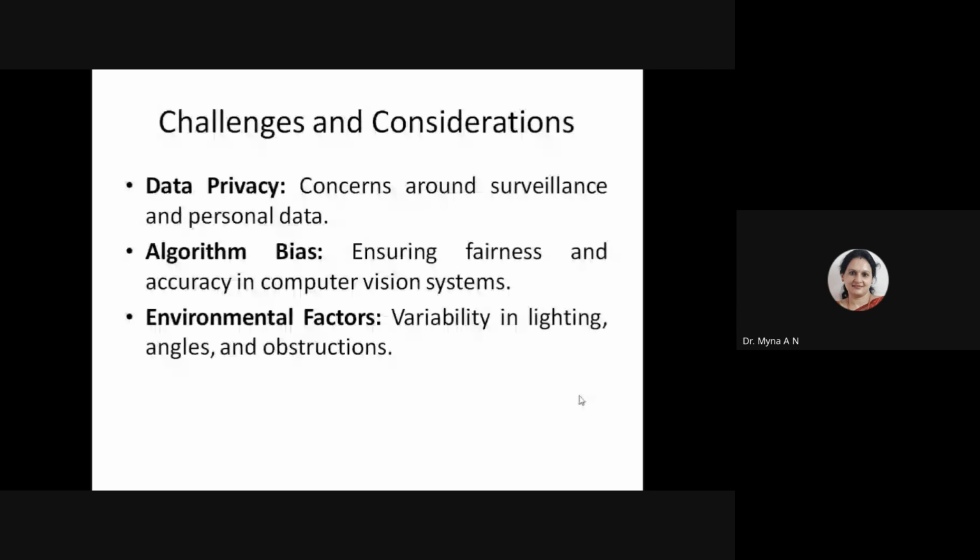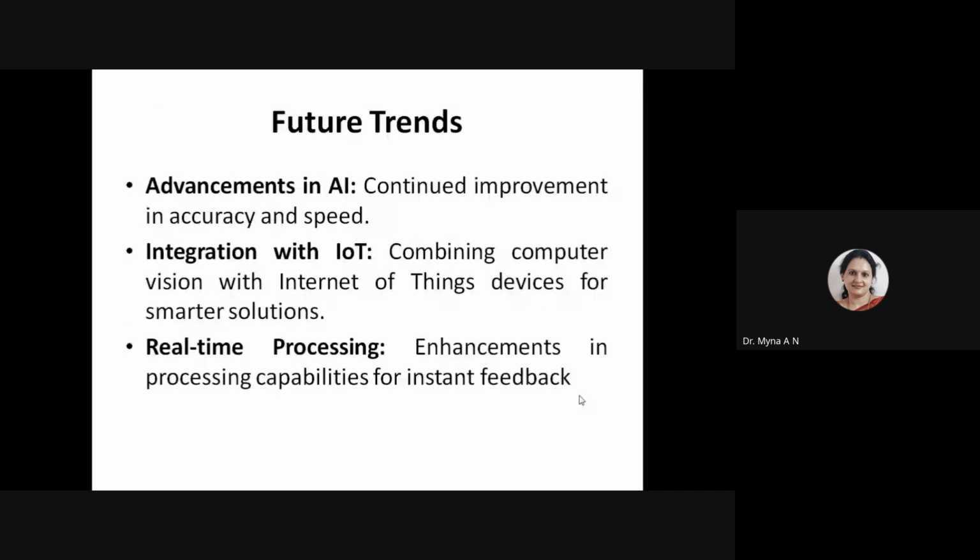Then algorithm bias: ensuring fairness and accuracy in computer vision systems. Computer vision comes under soft computing, where we cannot always expect 100% results. So we have to choose and develop the best algorithm that gives the maximum correct output. And also environmental factors: there could be variability in lighting, angles, and obstructions at the time the image is captured.